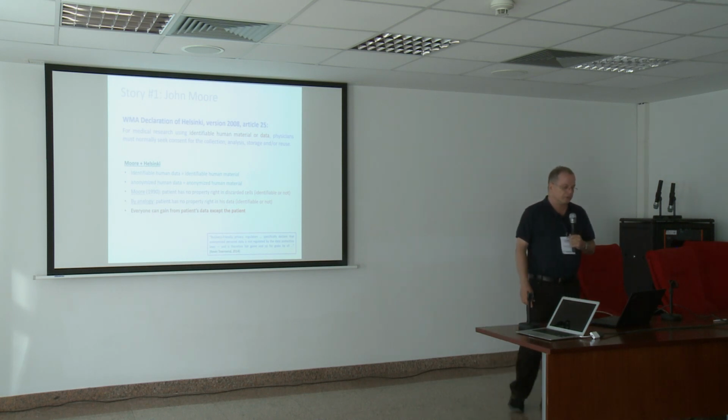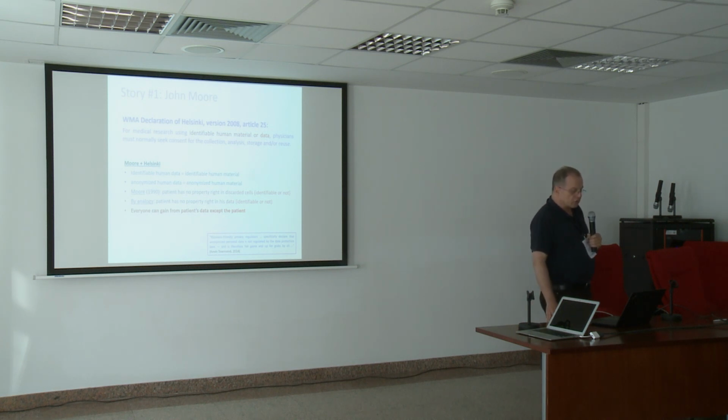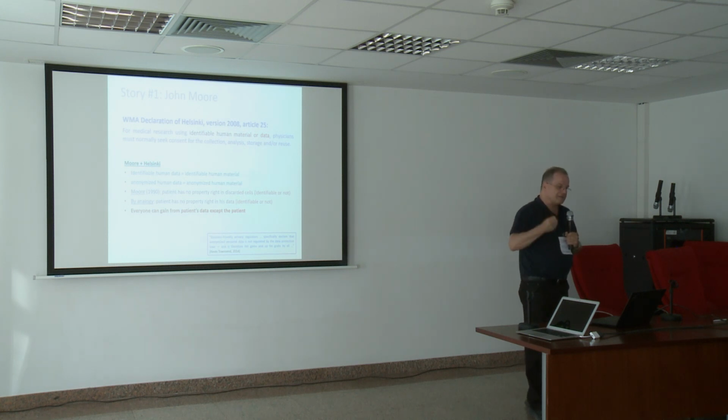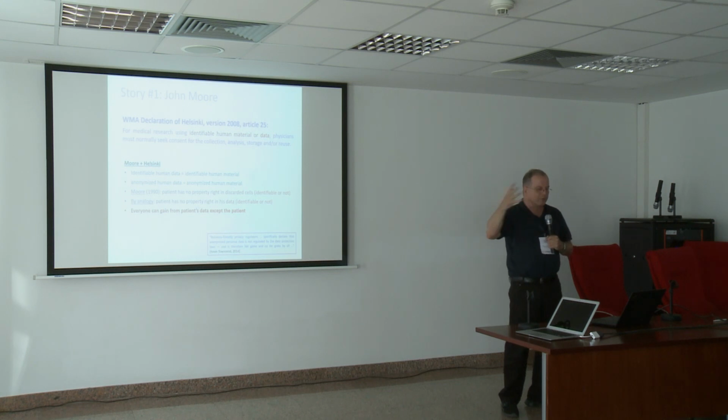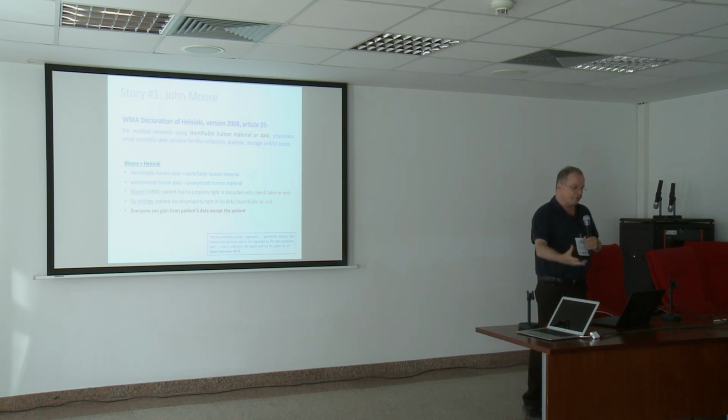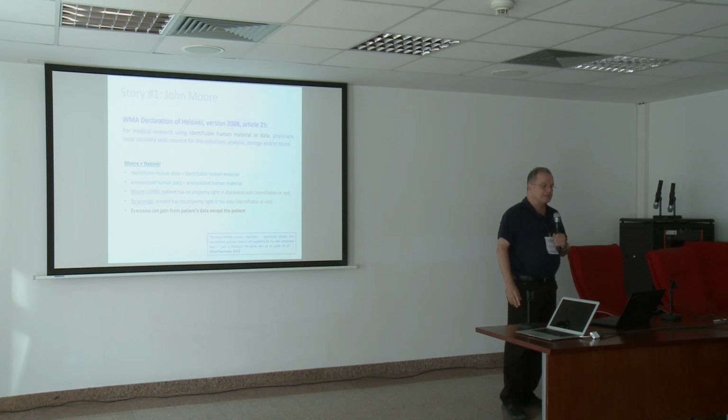So what do we learn from Moore? Let's go back to the Declaration of Helsinki that says that for medical research using identifiable human material or data. Look how in the Declaration of Helsinki, human material and human data are treated as similar things. If we combine Moore and Helsinki, we have this thinking that identifiable human data is similar to identifiable human material. Anonymized human data is similar to anonymized human material. If, according to Moore, the patient has no property right in the discarded cells, identifiable or not, by analogy, the patient has no property right in his data, identifiable or not.